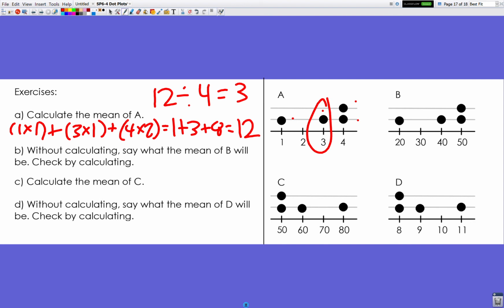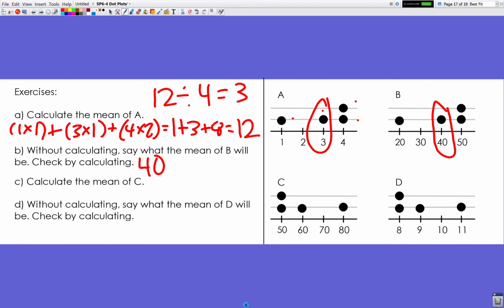Now if you notice, B is a dot plot that is set up almost exactly the same as A. The only difference are the values on the number line. But since we've already calculated A and proven that the 3 is going to be the mean for A, we can actually assume the mean for B will follow the same trend without having to calculate it. Our mean for B is 40, because all we're changing is the numbers we're working with, but the balance is still the same, so the center will be the same.